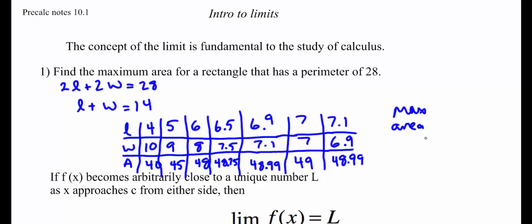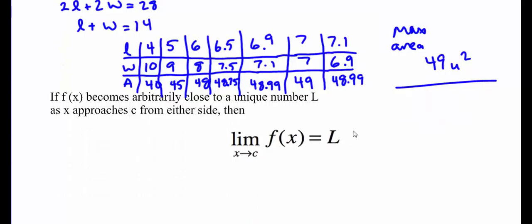A limit doesn't always mean a maximum value, anything like that. So I don't want that to be confusing to you. But what a limit is, is where the graph is approaching. So that's the definition right here. If f of x becomes arbitrarily close to a unique number L as x approaches c from either side, then the limit as x approaches c of the function f of x is L. That's your limit. In other words, since from both the left and right, we approach 49 up here as our area. So we know that that happens when it's 7 and 7.